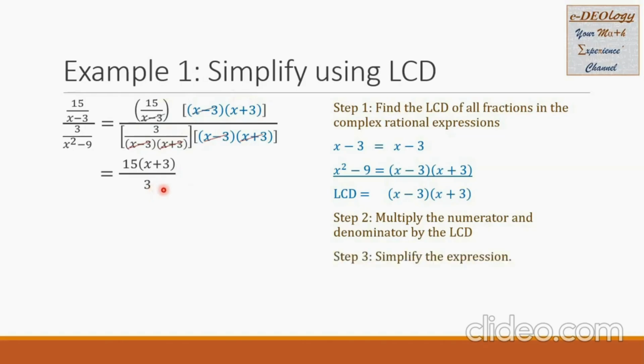And step 3, simplify the expression. The 15 and 3 can still be cancelled out. So the 15 becomes 5. The 3 is now cancelled into 1, so we will not write it anymore. So the 5 times the binomial x plus 3 is our final answer. You can pause the video and go back to our example 1 in method 1, and you will see that the answer here and our answer in our method 1 are exactly the same.